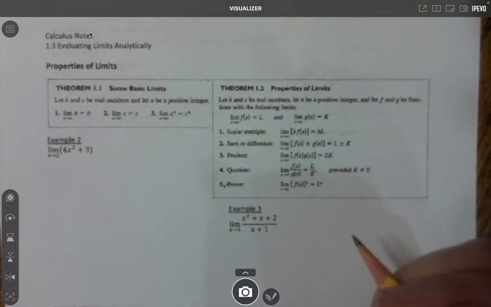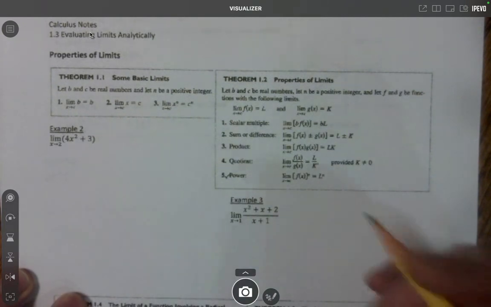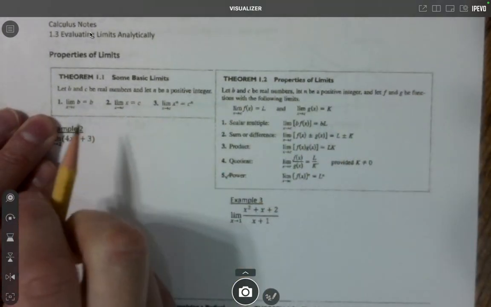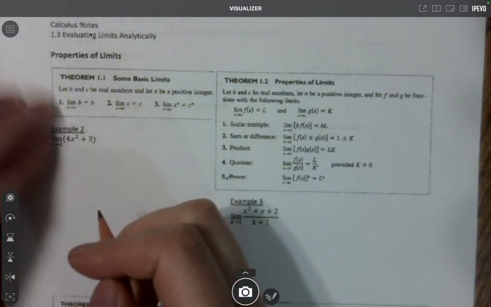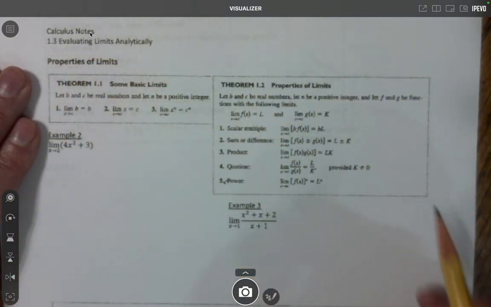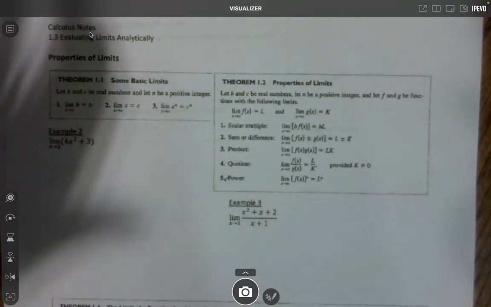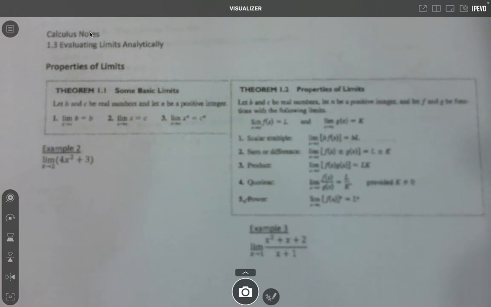So if you're following along with this and you think it's too fast, you could always go and check that out. So it didn't print well. I'm printing from home. But what this shows here, this property, and these are basic limits. So we're looking at evaluating limits analytically. And first we're just going to look at some properties that we're allowed to use. And maybe I should just zoom this in a tiny bit as well.